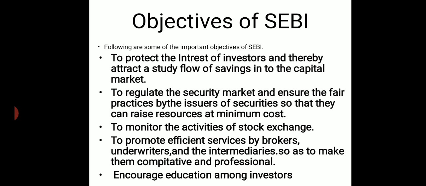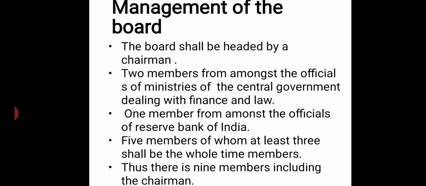And move next, management of the board. In initial times, the board was comprised of 6 members, which included the chairman and five other members. After the SEBI Amendment Act in 2002, three more members were added to the composition of the board to make it a total of 9 members.